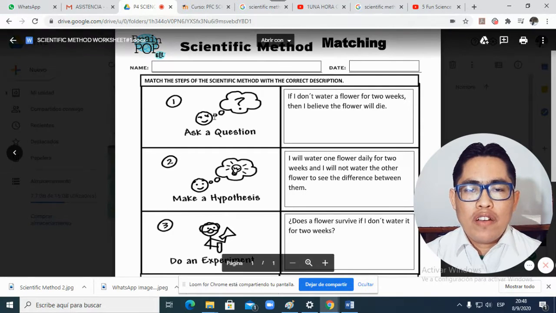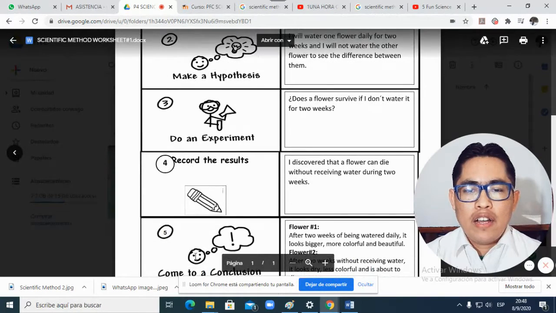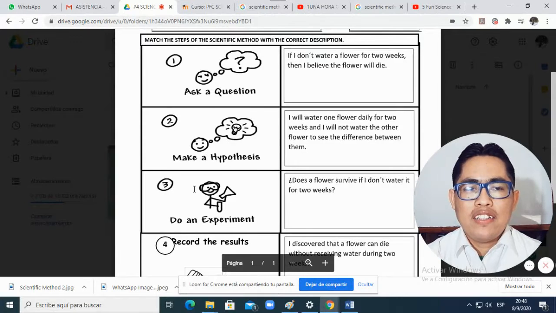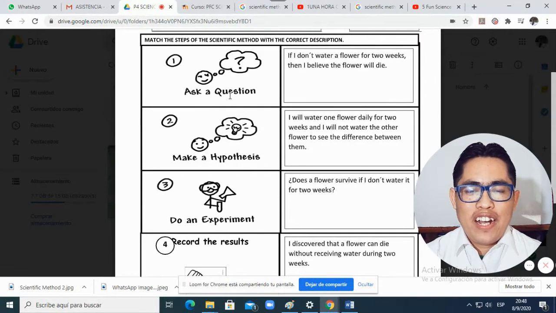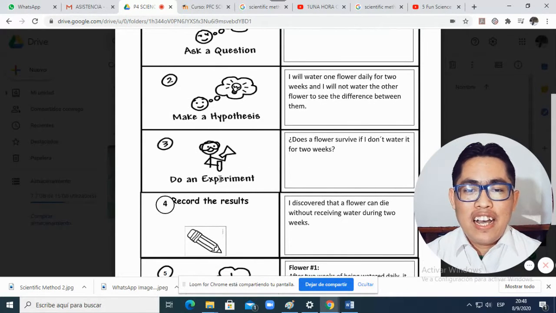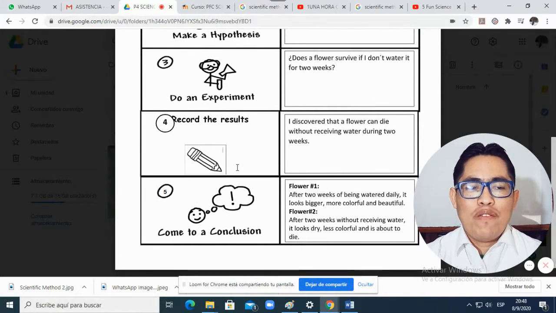So, for example, here you have all the steps from number 1 to number 5. Let's remember, you watched this in the previous videos. Number 1 says everything begins with asking a question, right? So then you make a hypothesis. Number 3 is do an experiment. Number 4 is record your results. And number 5 is come to a conclusion.